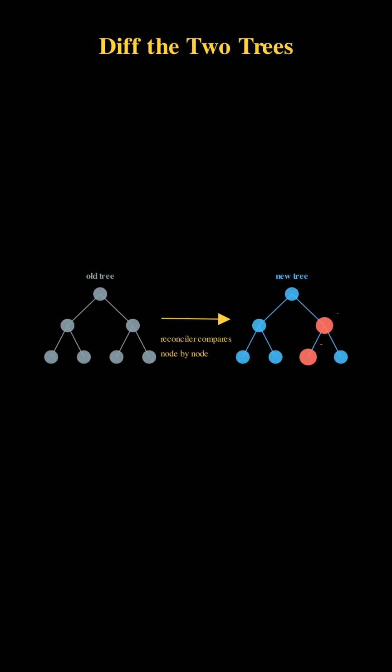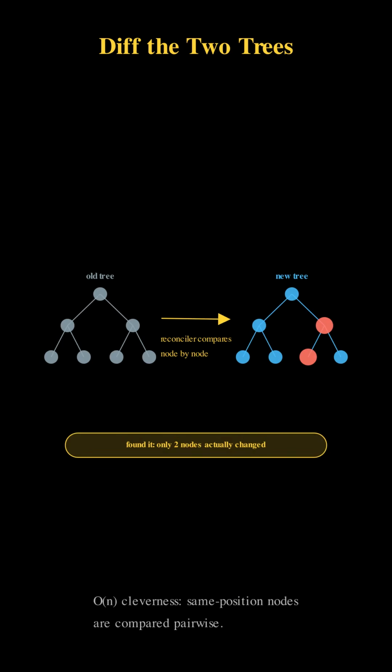The reconciler compares the old tree with the new one, node by node. Same position nodes get compared pairwise. That's the O(n) trick. In our case, it finds that only 2 nodes actually changed.